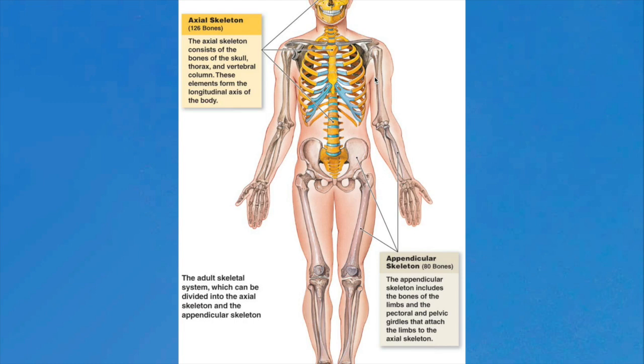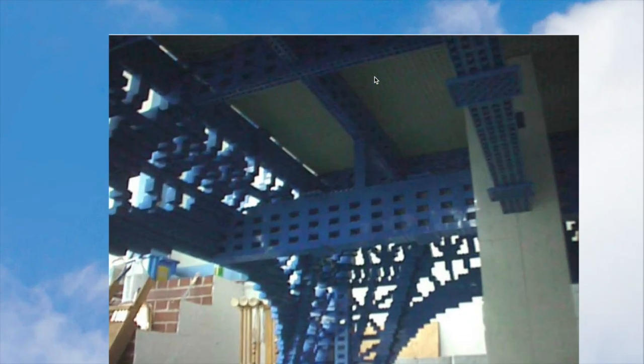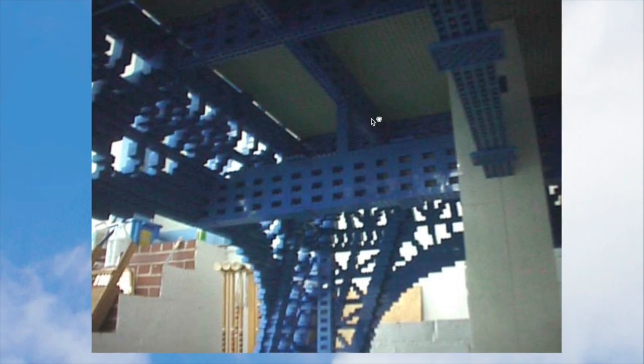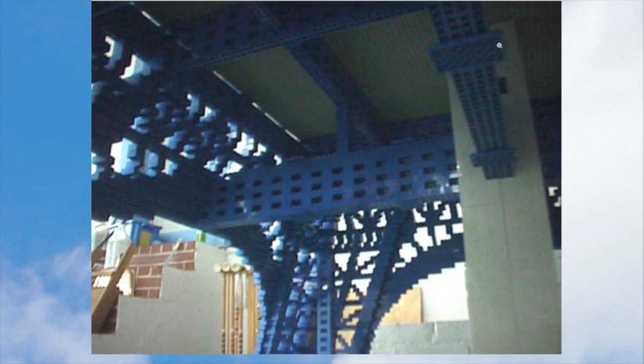Okay, today we're going to talk about the skeletal system, and we're going to start off with some functions of the skeletal system. The first one is structure. Just like this scaffolding is supporting this bridge, support or structure is something that our skeletal system does for us. So the first function is support.